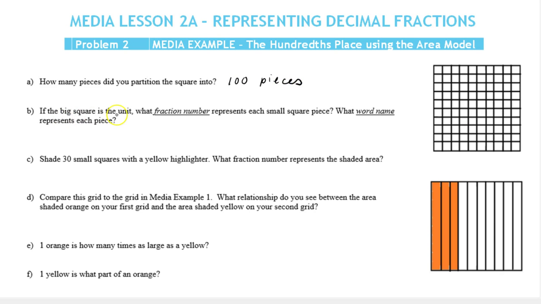If the big square, this square, is the unit, what fraction number represents each small square piece? So one of these small square pieces, well, that would be 1 out of the total 100. So 1 over 100, or 1 out of 100. The word name for this piece would be 1/100th.